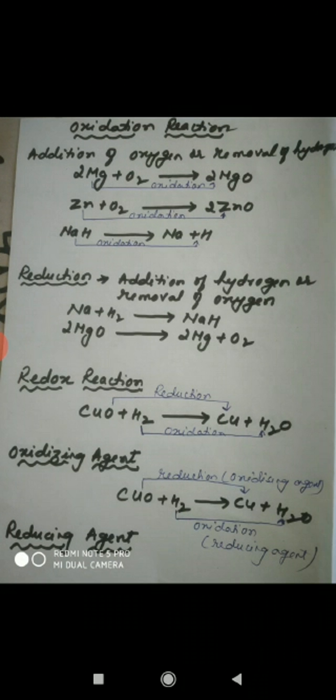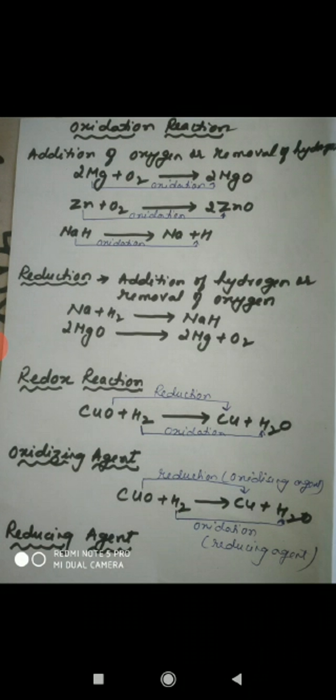Next is oxidation and reduction reaction. So first of all, we are going to discuss oxidation reaction. So what is oxidation reaction? In oxidation reaction, there is addition of oxygen or removal of hydrogen. That means either there is addition of oxygen or removal of hydrogen. We can call it oxidation reactions.